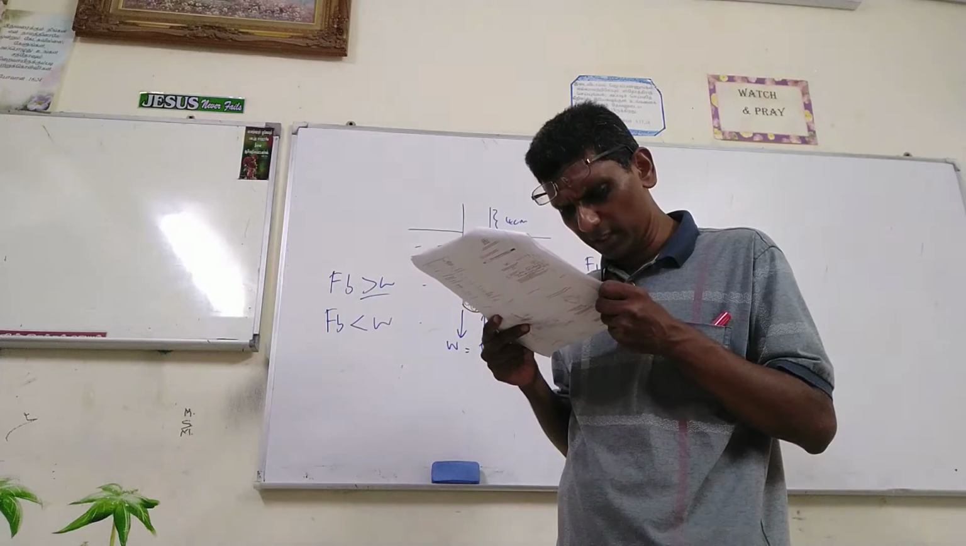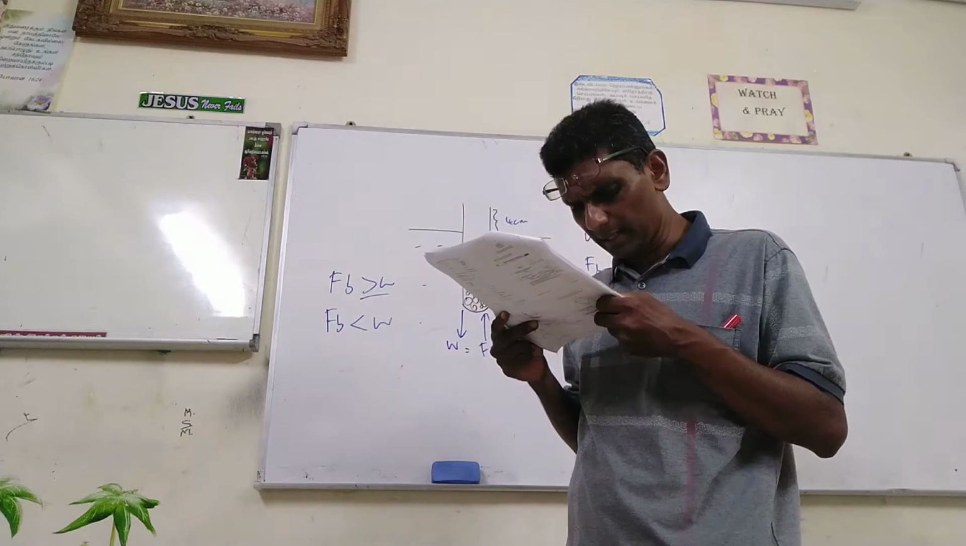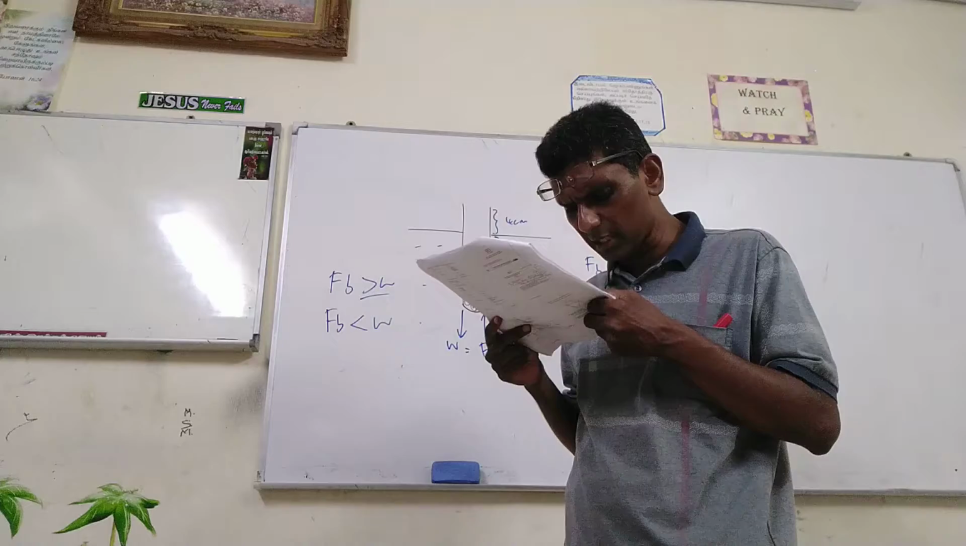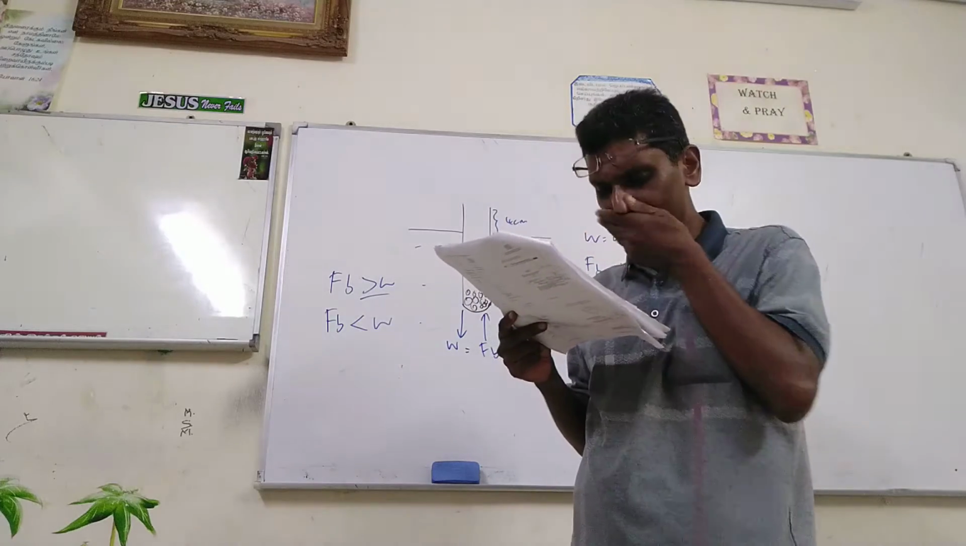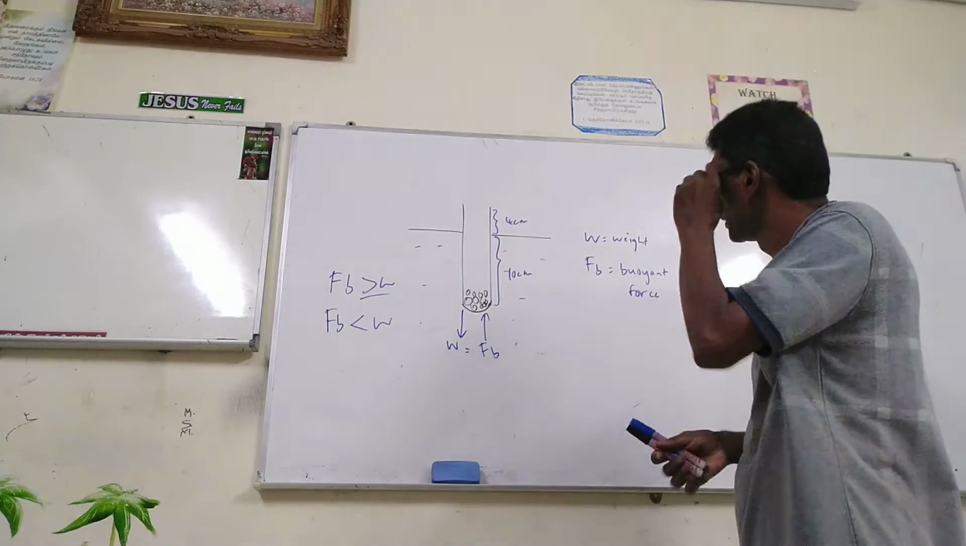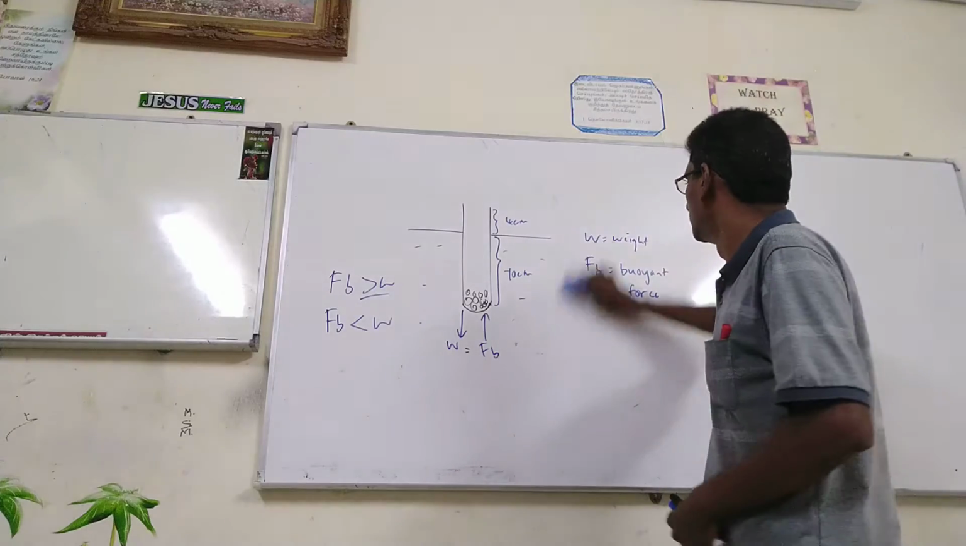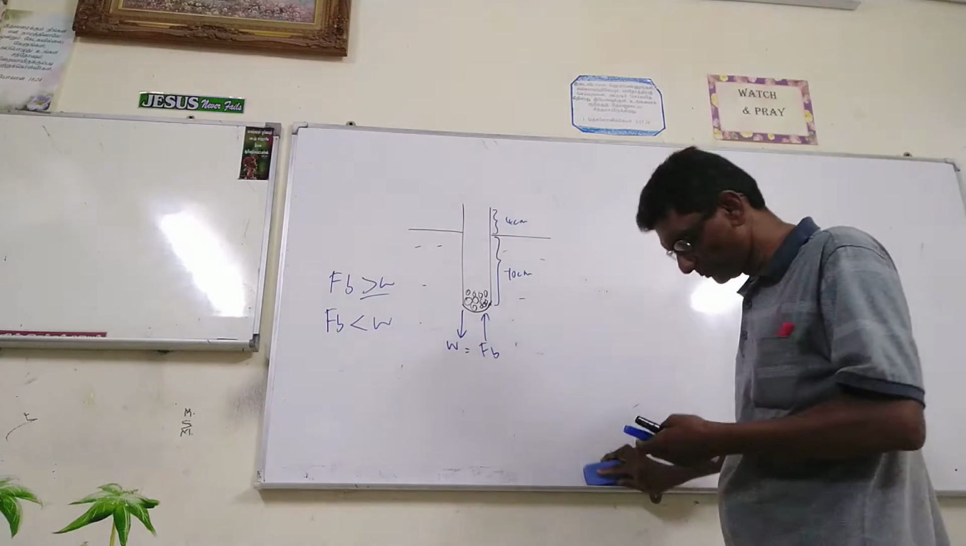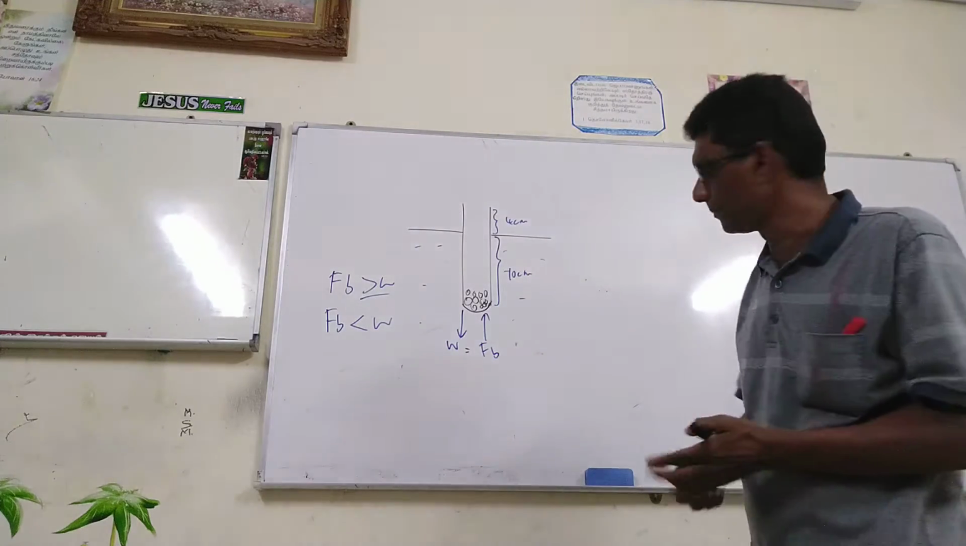Density of water is 1 gram per centimeter cube. Calculate the total mass of the glass tube and the lead shot. Okay, now this question is interesting. They are asking for the weight.